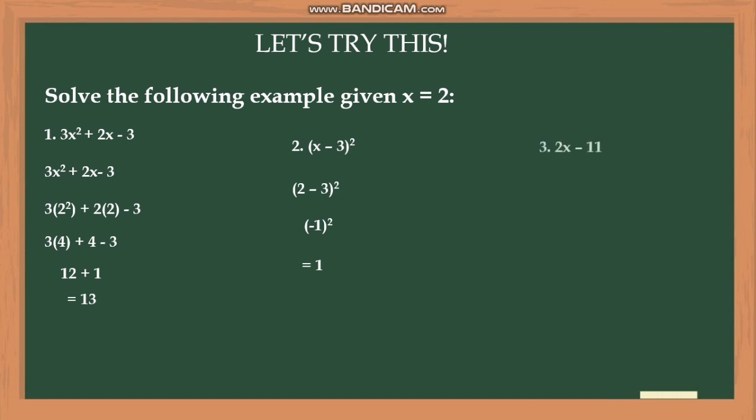Then let's try another one. 2x minus 11. So substitute the given number. 2 times 2 minus 11. We have 2 times 2, it will be equal to 4 and bring down negative 11. 4 minus 11 would be negative 7. So that's it, guys. Interesting, right? Did you follow? Do you know how to answer it? I hope you like it.